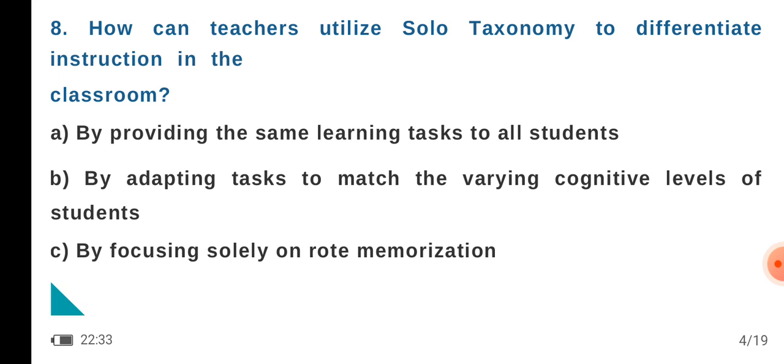Okay, in number 8, the correct answer is letter B, by adapting tasks to match the varying cognitive levels of students. Explanation: teachers can utilize SOLO Taxonomy to differentiate instruction in the classroom by adapting tasks to match the varying cognitive levels of students, thereby catering to individual learning needs. Okay, let us proceed to number 9.